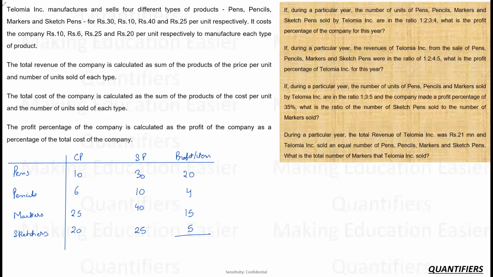Okay. During a particular year, the total revenue of Telomia was 21 million. So the total revenue was 21 million. And Telomia sold an equal number of pens, pencils, markers, and sketch pens. Now, what is the number of markers that they sold? Now, do I really need to take it x here and solve? No, I can simply use unitary method. See, let me assume that they have sold one of each, right?